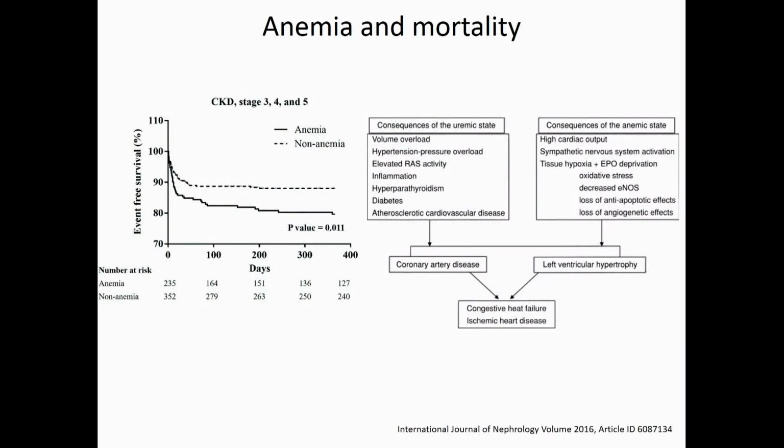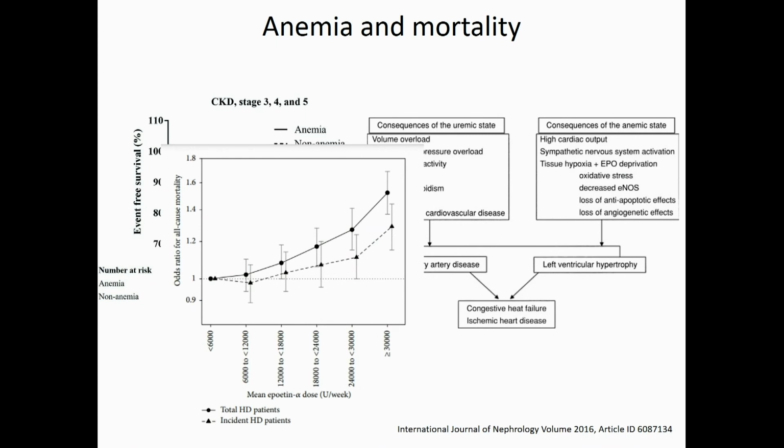Anemia is part and parcel, and if anemia is not corrected, they don't tolerate ultrafiltration, and cardiac problems are also higher. You all know that uremia and anemia both cause LV hypertrophy, coronary heart disease and congestive heart failure, which increases. Those patients who have anemia have very poor event-free survival as compared to non-anemic patients. This is another chart which shows that all-cause mortality is very high as compared to those who are not anemic. And the erythropoietin dose is also important.